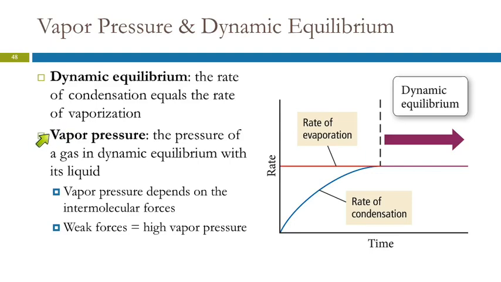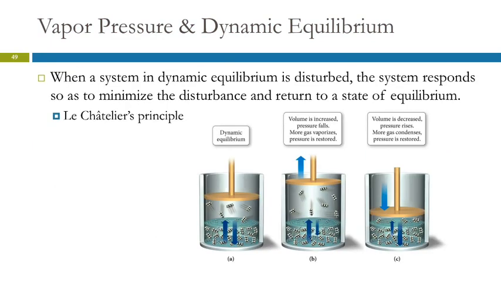And so vapor pressure is the partial pressure of the gas that's in dynamic equilibrium with its liquid. The vapor pressure will depend on the strength of the intermolecular forces. If you have a volatile liquid with very weak intermolecular forces, it's going to have a high vapor pressure. You'll have a lot of it in the gas state. If you have something with strong intermolecular forces, it's very hard for the molecules to escape from the liquid. You're going to have a low vapor pressure. That vapor pressure is going to remain constant. It doesn't matter what the size of the container is or the shape or anything like that.